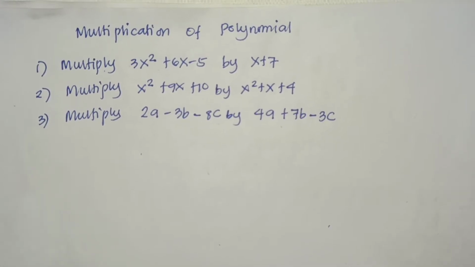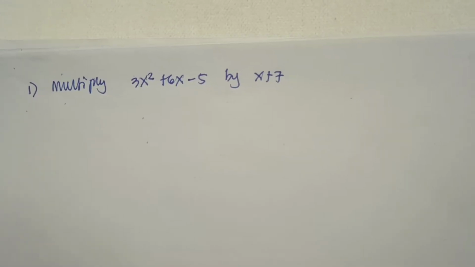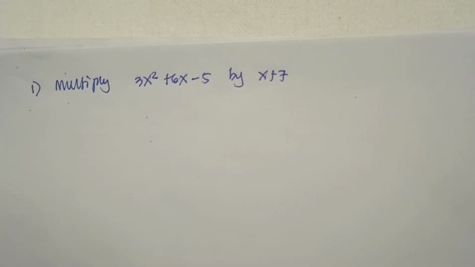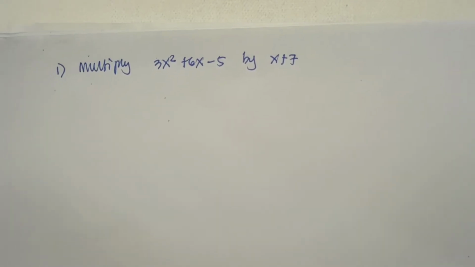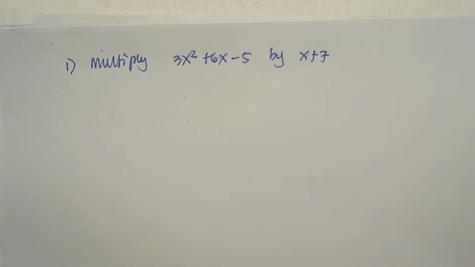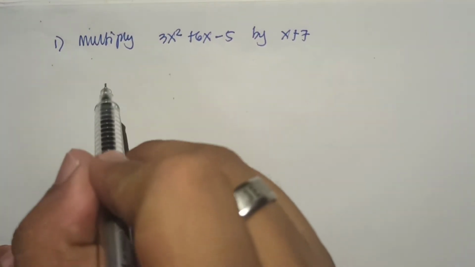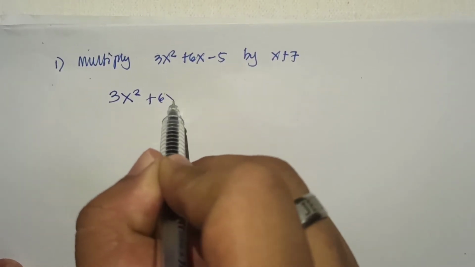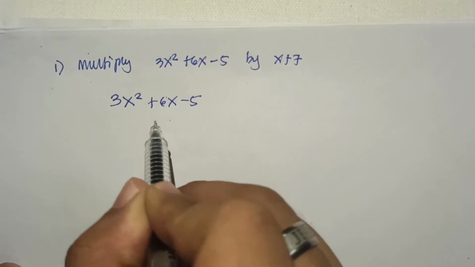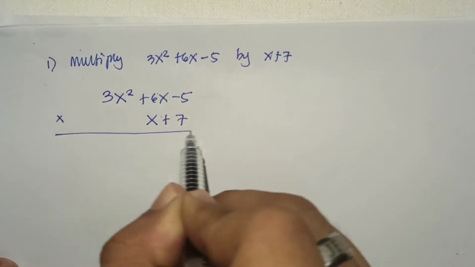So let's do this. Let's proceed to problem number 1. Multiply 3x squared plus 6x minus 5 by x plus 7. First, we copy 3x squared plus 6x minus 5 times x plus 7. So we're going to multiply.